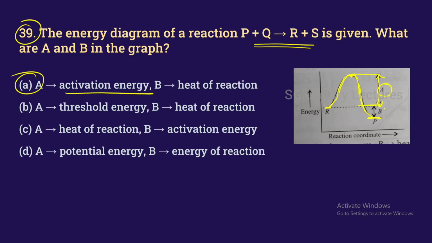Now we know that this particular difference between the reactant and the product, the product is more stable than the reactant by the release of energy. So of course that is the heat of reaction.